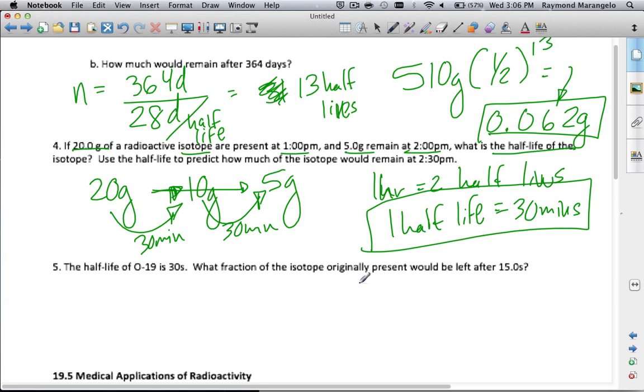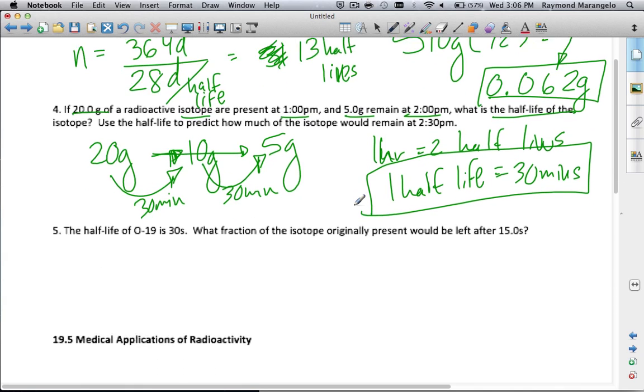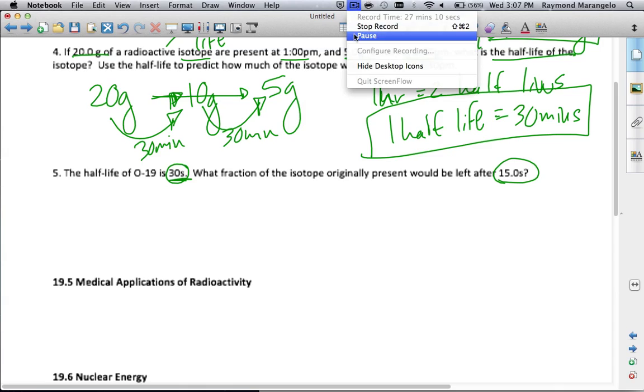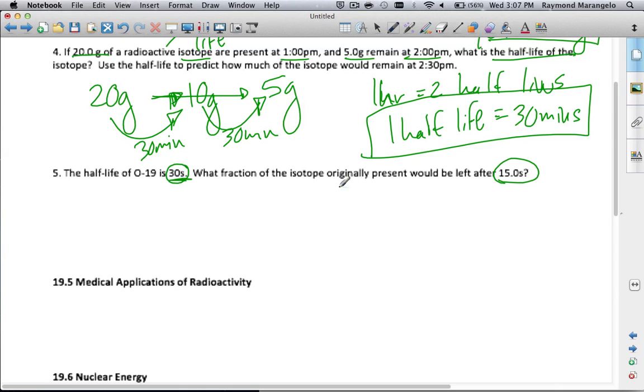All right. Okay. Let's go down to number 5, and let's see that the half-life of oxygen-19 is 30 seconds. What fraction of the isotope originally present would be left after 15 seconds? All right, so half of it's going to disappear after 30 seconds, but you don't have a full half-life. You only have half of a half-life. So here's what you do. You only have 15 seconds, so it's 15 divided by 30 equals 0.5. So you have 0.5 half-lives.